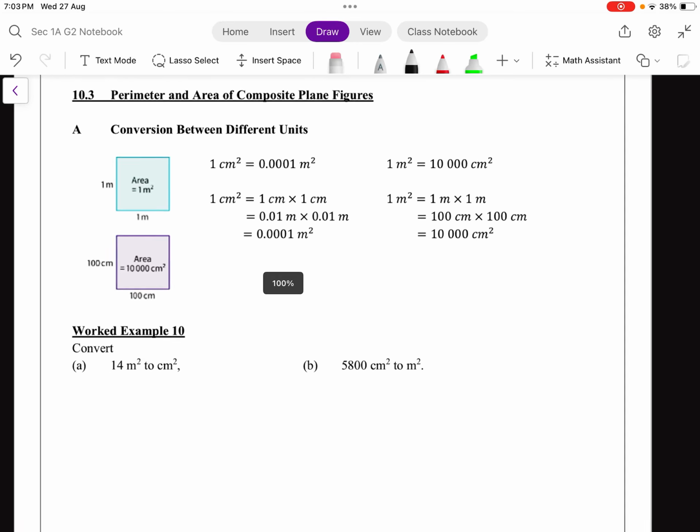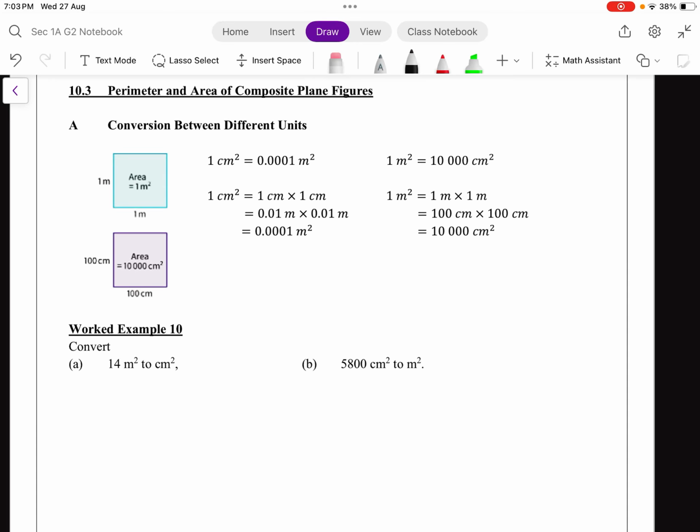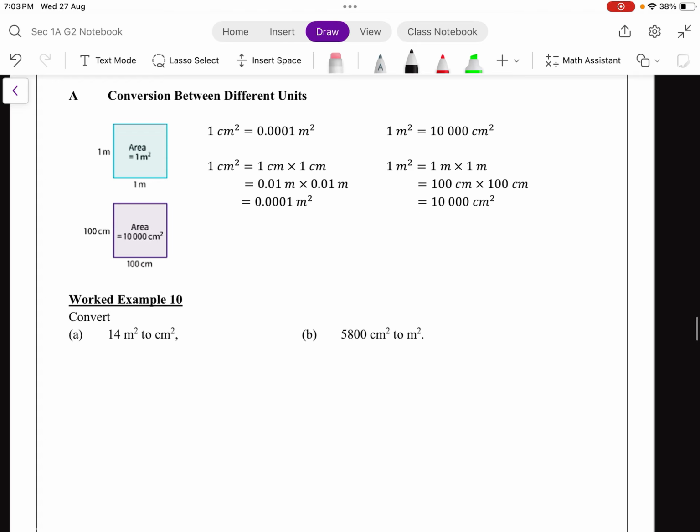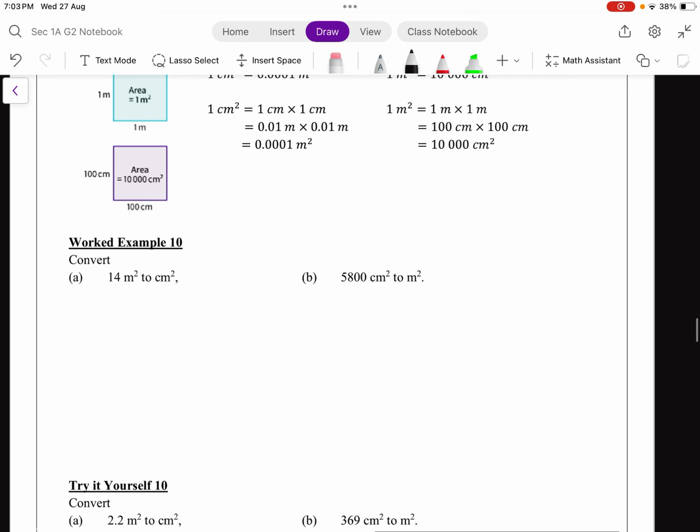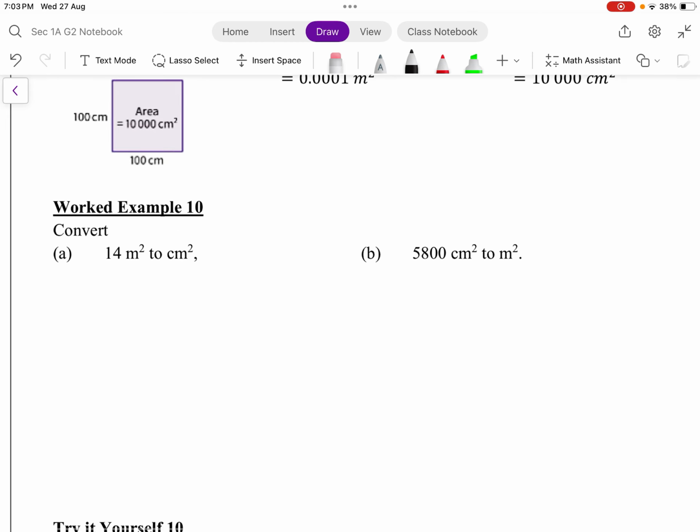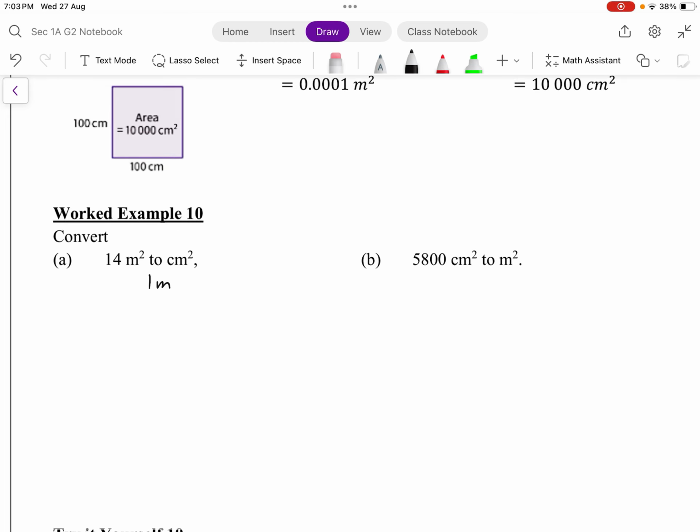Okay, so now we're going to go into area and perimeter of composite plane figures, meaning when you combine different figures together. Let's say you combine a square with a rhombus, or a square with a trapezium. So first we need to learn how to convert from unit to unit. Now, hopefully you all are aware, 1 meter is 100 cm.